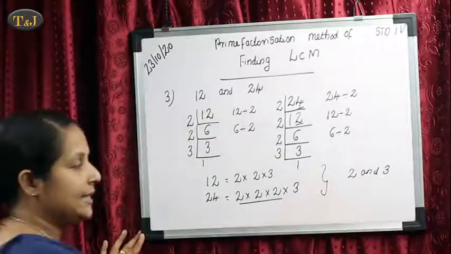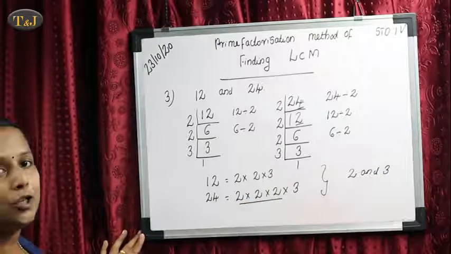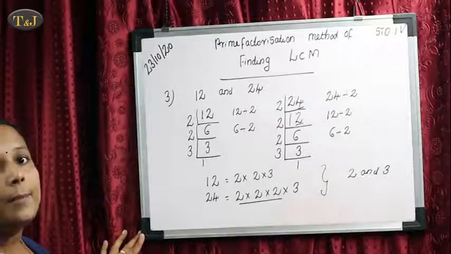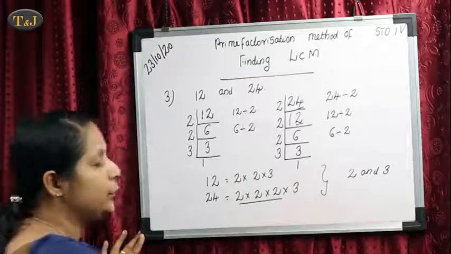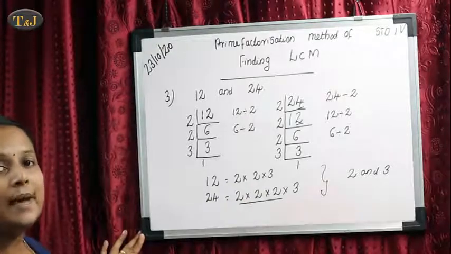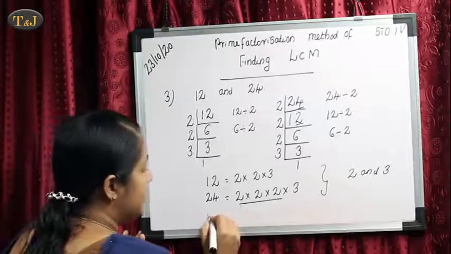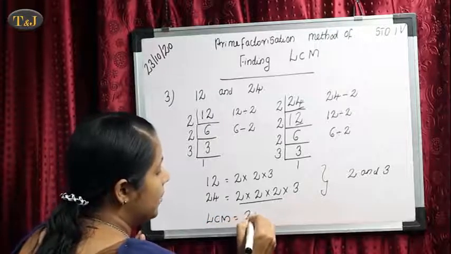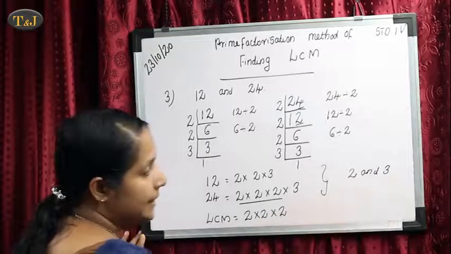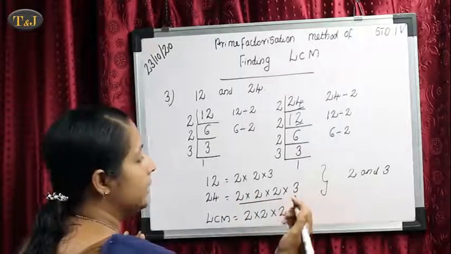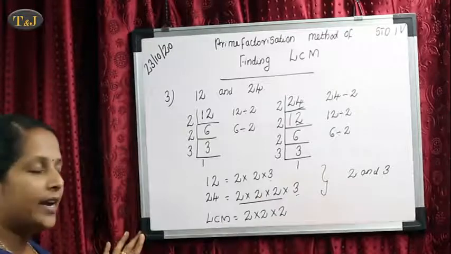Okay. We are selecting the prime numbers of 12 and 24. Our LCM means that it is the product of these prime factors that are appearing the maximum number of times. Here 2 is repeated 2 times and in 24, 2 is repeated 3 times. Which is the maximum number of times? 3 times 2. So we write LCM equal 2 multiply 2 multiply 2. Okay, then next our prime number is 3. Here 3 is repeated how many times? Here 1 time and here also 1 time. So we select 1 time 3.